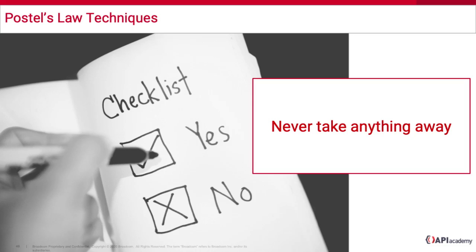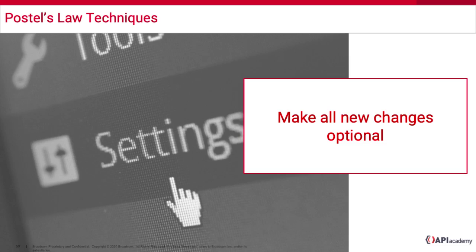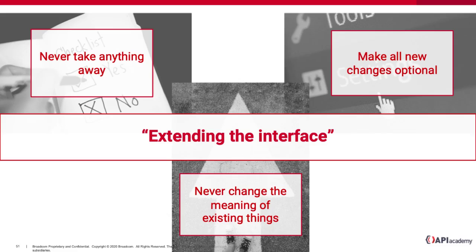Some of the techniques to abide by Postel's law are: never take anything away. Always try to preserve what you already have. Never change the meaning of existing things. Preserve the meaning. Make all new changes optional. Don't require the client to provide a new parameter or insist that they recognize new fields in the response. We call these techniques extending the interface.